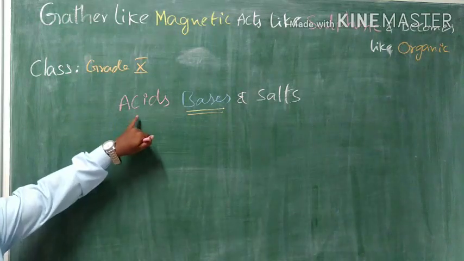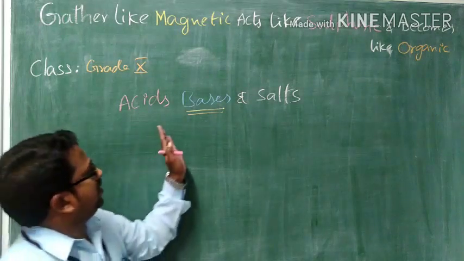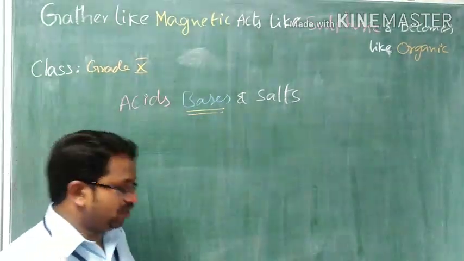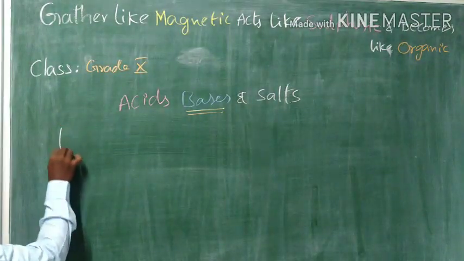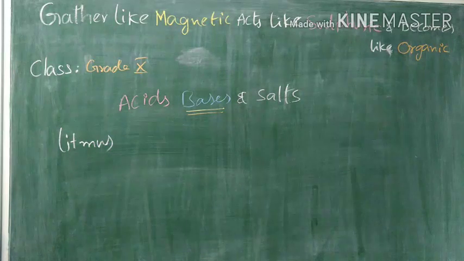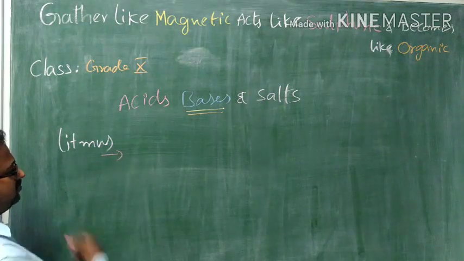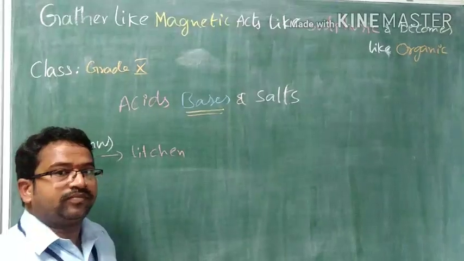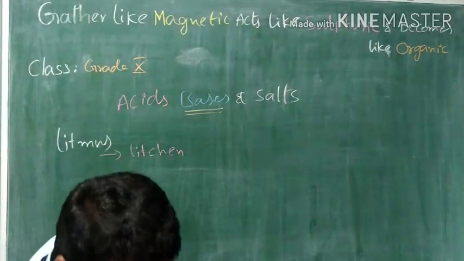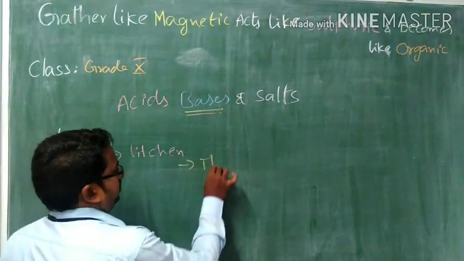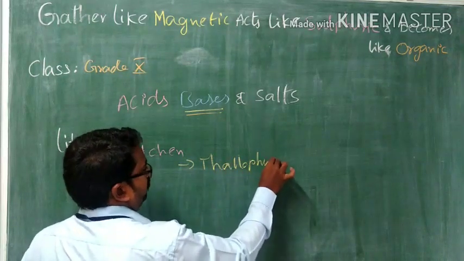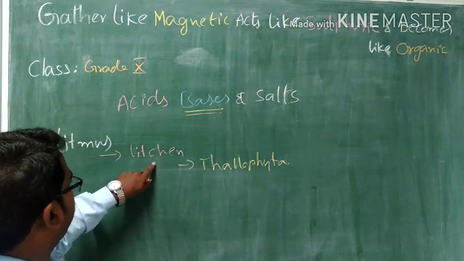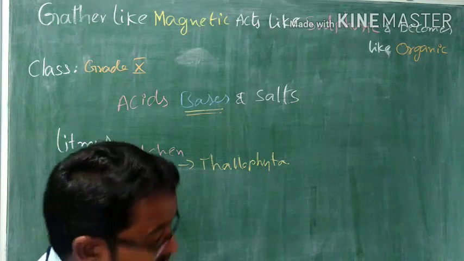Acids are the substances which are sour to taste and which convert blue litmus into red litmus. Here, what is named as litmus? These litmus solutions are obtained from one plant, that is the lichen plant. This lichen plant belongs to the Thallophyta family. So this Thallophyta family lichen plant is useful to create litmus solutions.